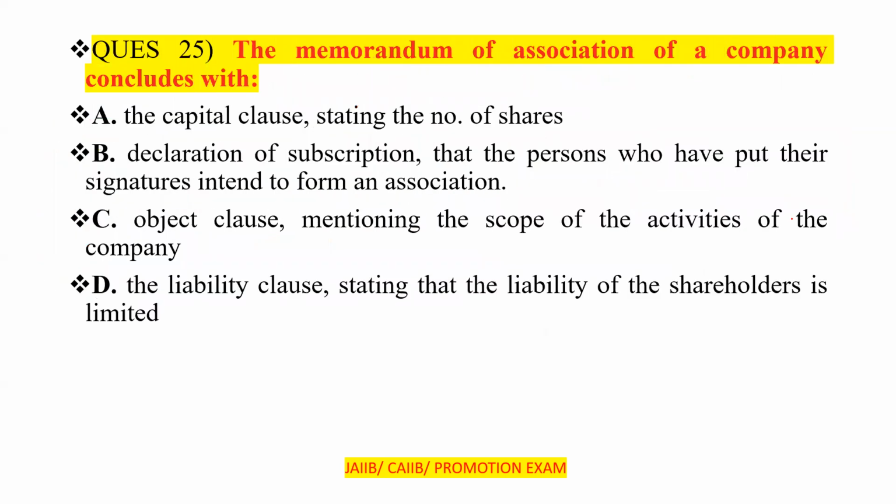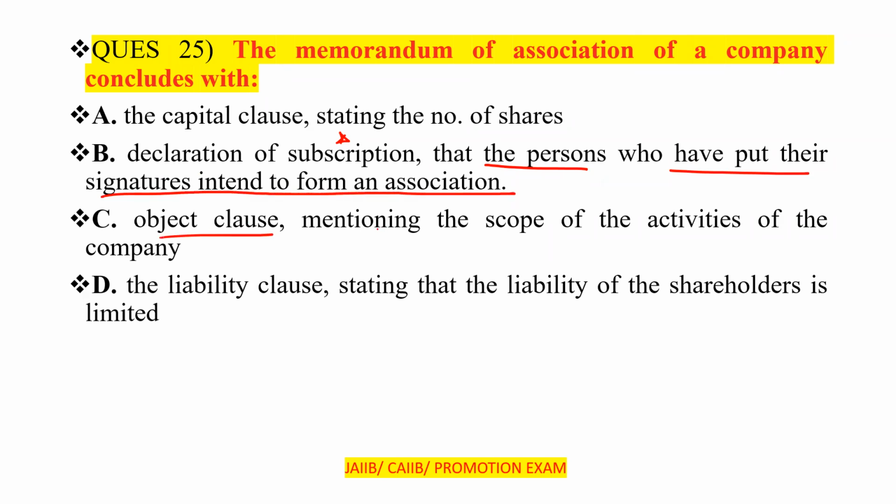The memorandum of association of a company concludes with, clear. Option number A, the capital clause stating the number of shares. Second one, declaration of subscription, that the persons who have put their signatures intend to form an association, clear.